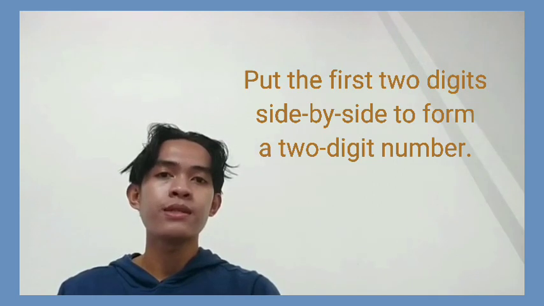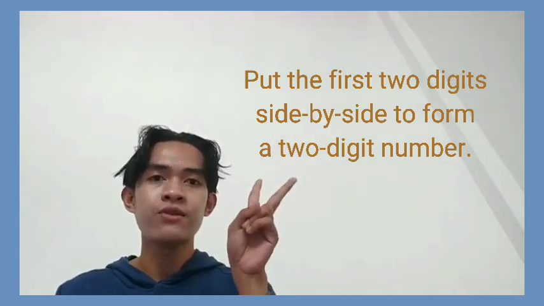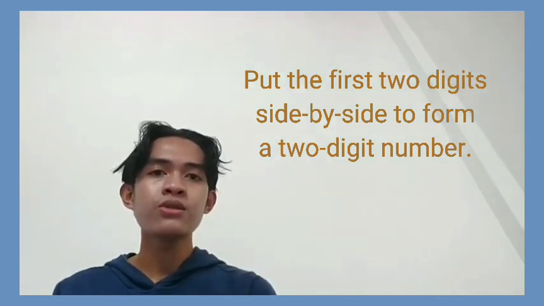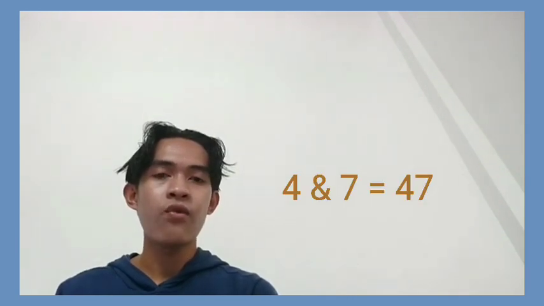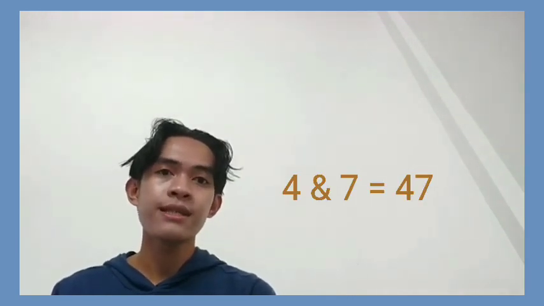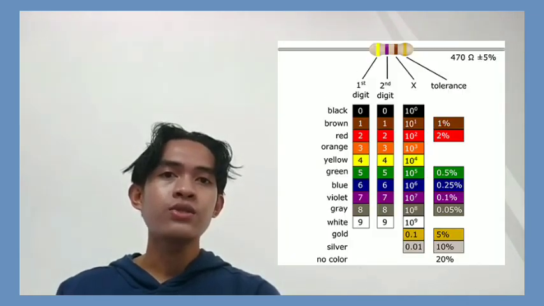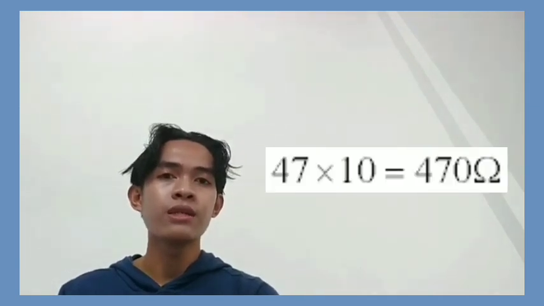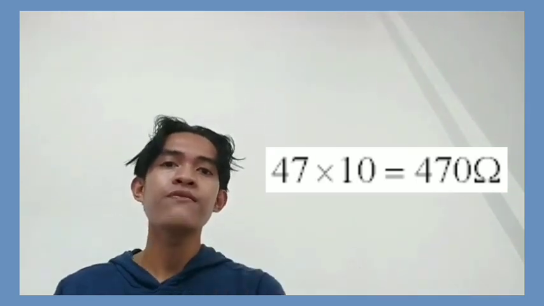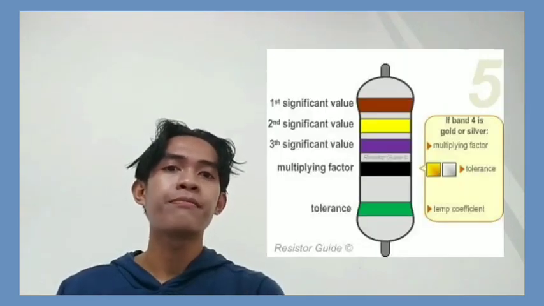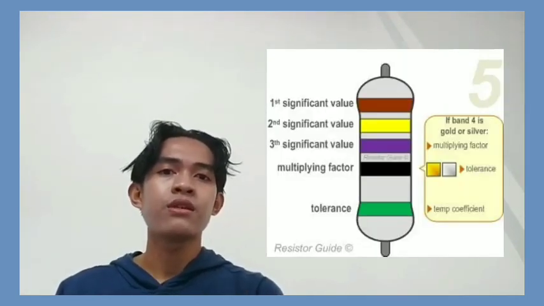Next, we are going to put the first 2 digits side by side to form a 2-digit number. For the resistor shown in this figure, the first 2 digits are 4 and 7, so the 2-digit number is 47. Then, we multiply the 2-digit number by the multiplier. This gives you the nominal value of the resistor in ohms. In the resistor shown in this figure, the 2-digit number is 47 and the multiplier is 10, so the nominal value is 470 ohms.